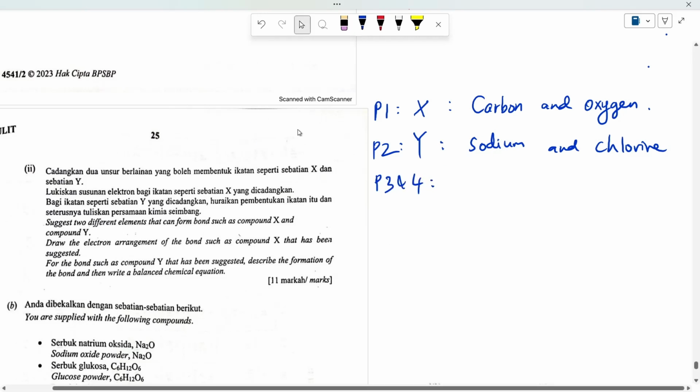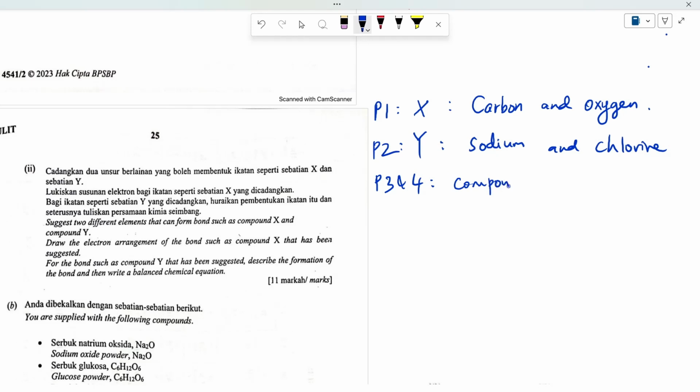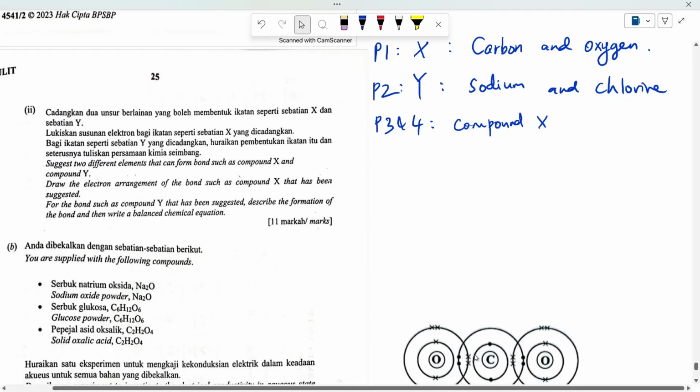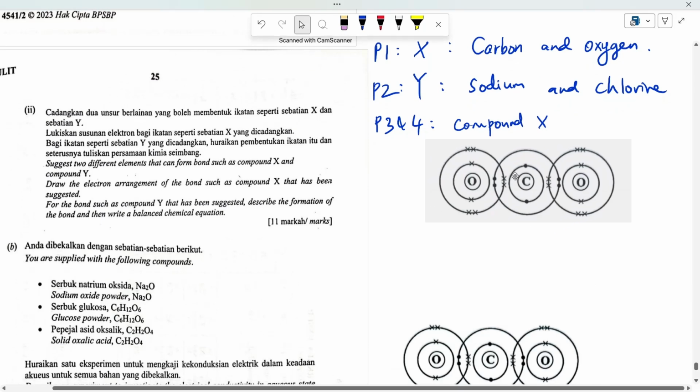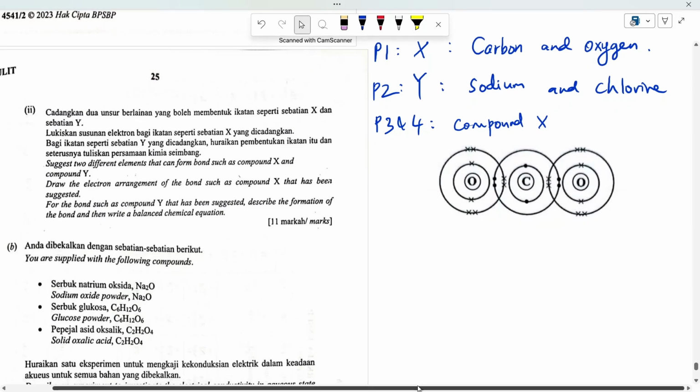Okay, we have to draw out compound X. So we can draw this out, 2 marks. Here you can see carbon and oxygen. Carbon is 2, 4. Oxygen is 2, 6. So they share 2 pairs of electrons for each atom of carbon and oxygen. So this oxygen atom is also the same.